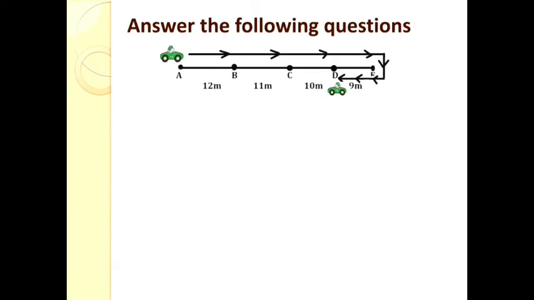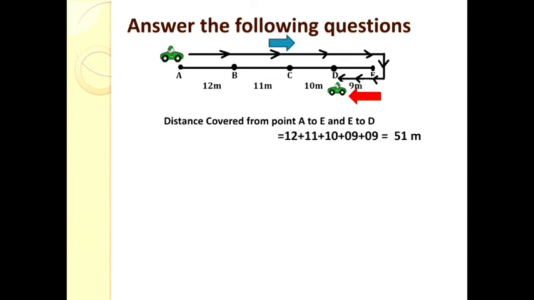Now focus on the next example. See, the car started from point A, it reached point E and it came back up to point D. Now what is the distance and displacement covered? The distance covered from point A to E and again from point E to D is shown, and the total distance is 51 meters.